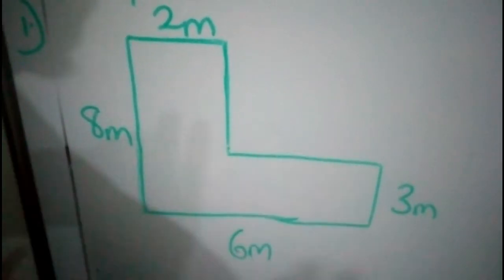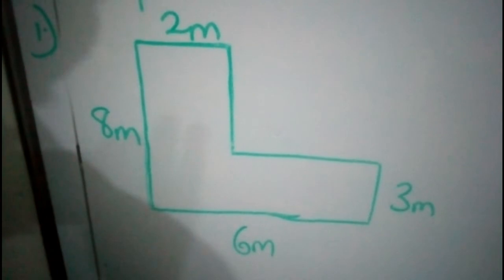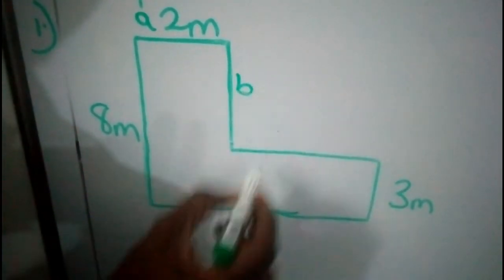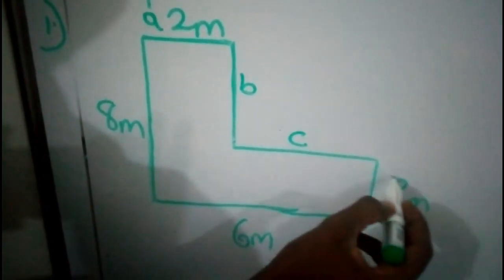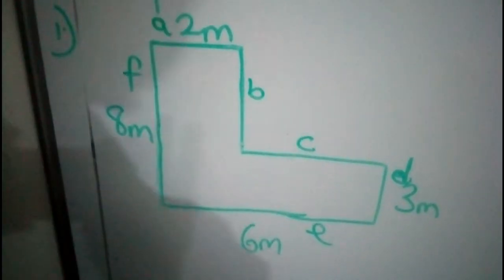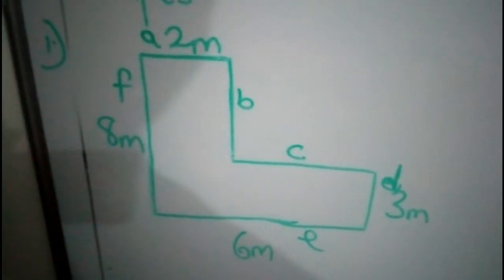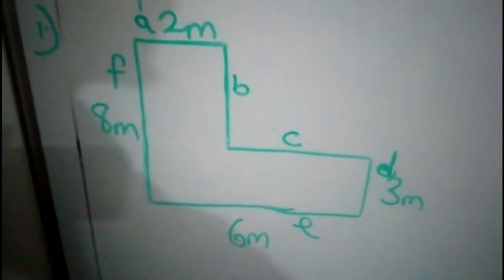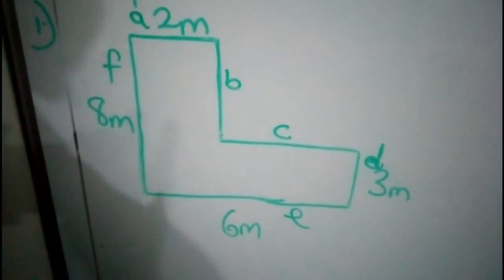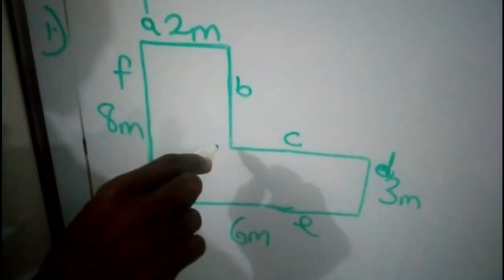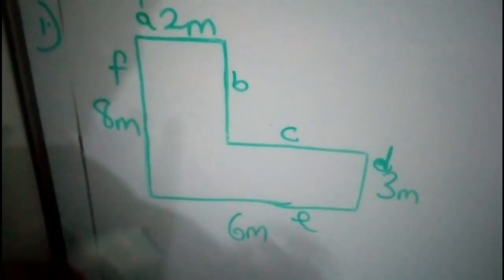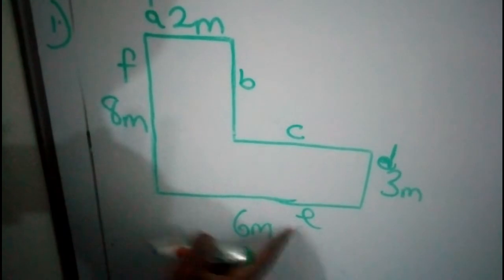The next thing is to label the sides. You can use letters. So we call the first side A, second side B, third C, fourth D, fifth E, and the last one F. Now the next thing is to check if you have all the lengths of these sides. For our A, do we have it? Yes, we do. For our B, do we have it? No, we don't, so we need to find it. For our C, no, we don't. We have our D, we have E, and we have F.